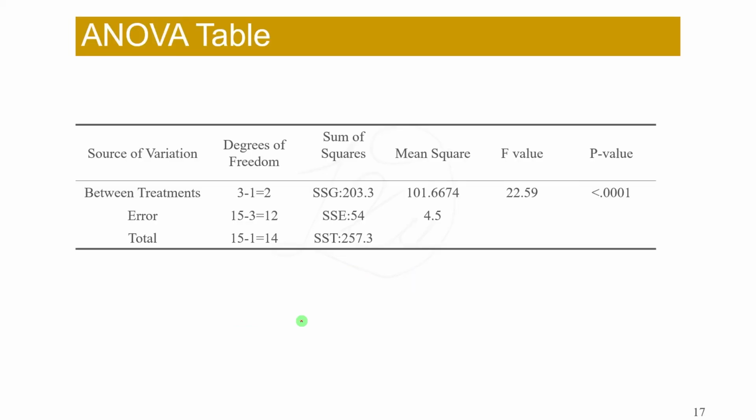If we summarize all the calculated numbers, we have this ANOVA table. We have the source of variation from between groups, within the group, and the total variation. The degrees of freedom are calculated here, along with the calculated SSG, SSE, and SST. The mean square value is this number divided by this number, and this number is this number divided by this number. Finally, the F value equals this number divided by this number. And we can put the corresponding p-value here.